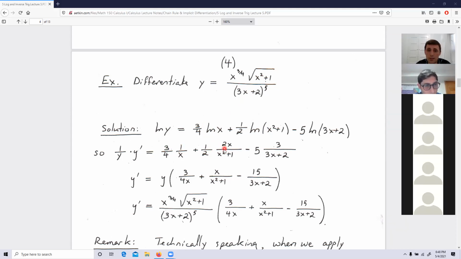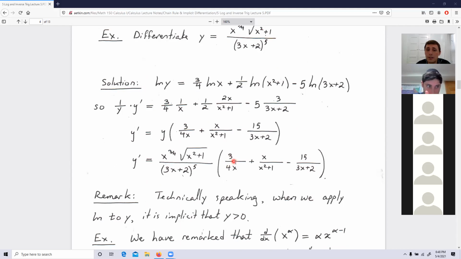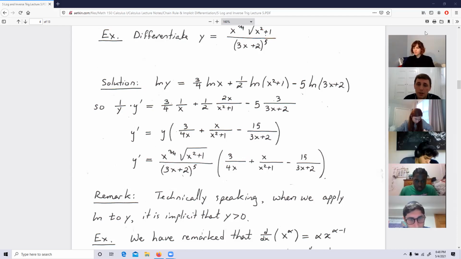So it becomes 2x over x squared plus 1. And the last one is minus 5 times 3 over 3x plus 2. So when I simplify everything, I have this expression. And I multiply it then by y, which is the original function. So far, good? Are you ready for concepts, guys?